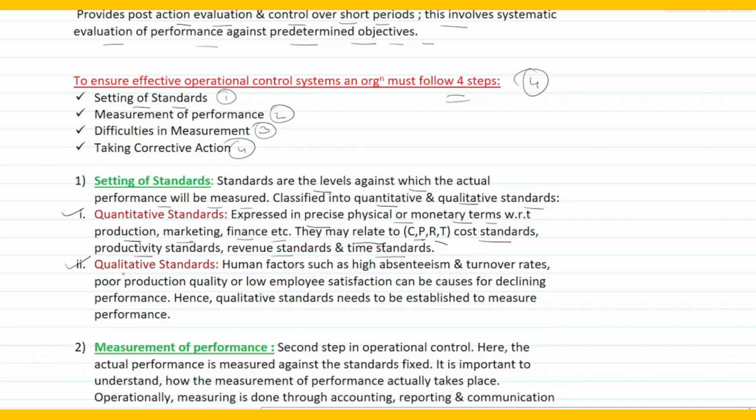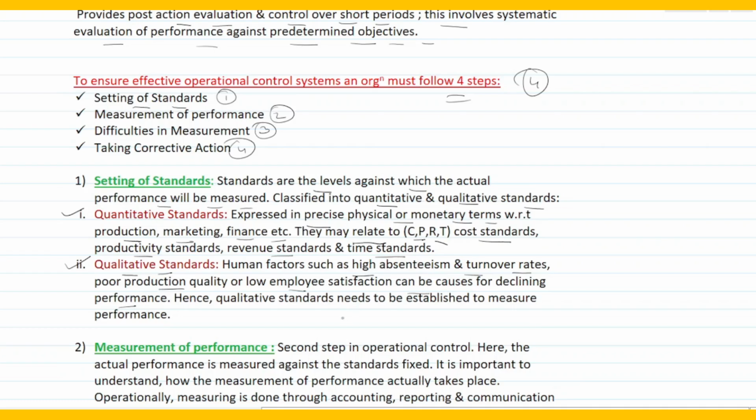Now, when I move on and talk about the second standard, it is the qualitative standards. So it is what? Human factors such as high absenteeism and turnover rates. That means basically how frequently the employees are taking leave, or turnover rates means how frequently your existing employees are quitting and the new ones are joining. So that is the turnover rates. Or it can be poor production quality or low employee satisfaction. That can be causes for declining performance.